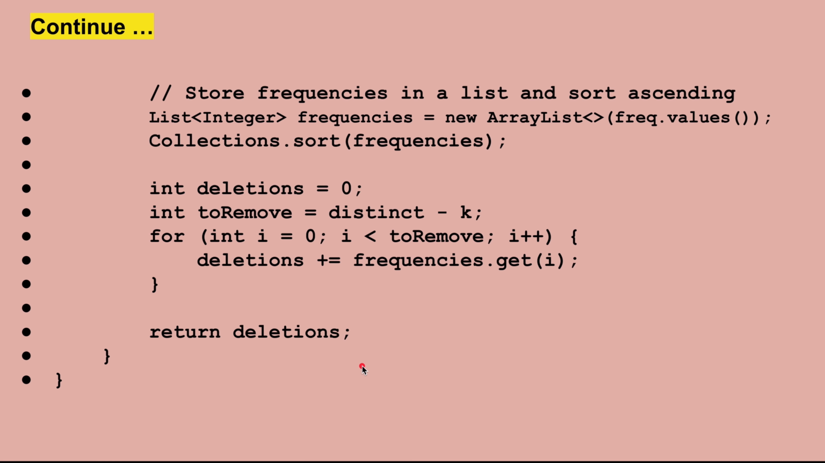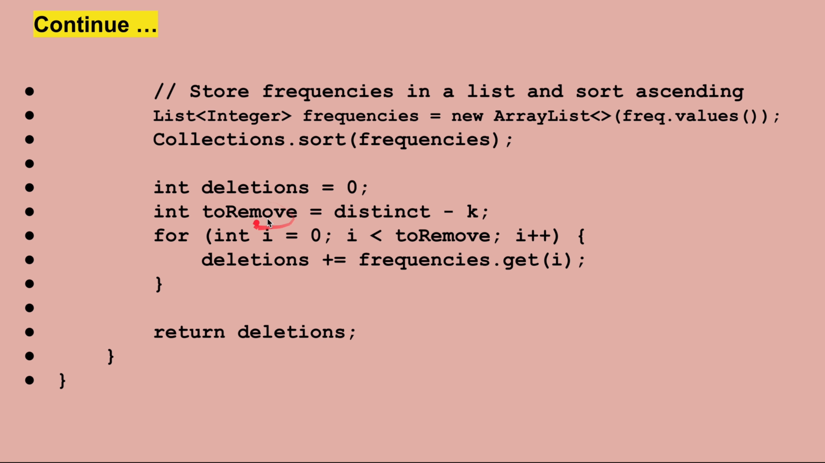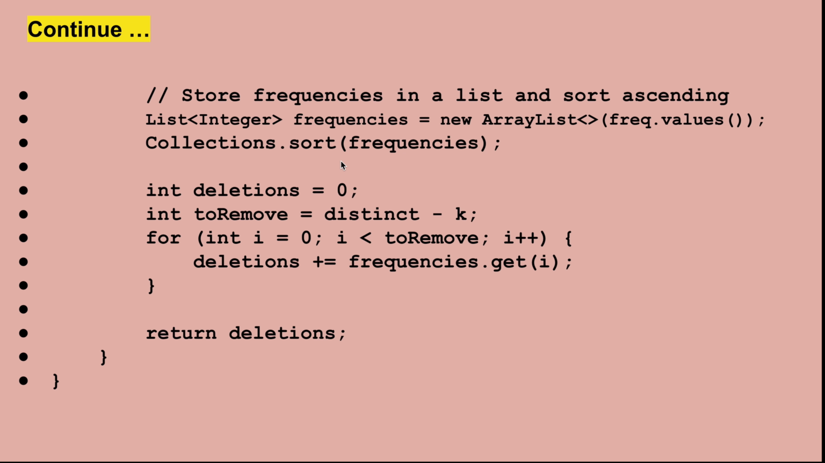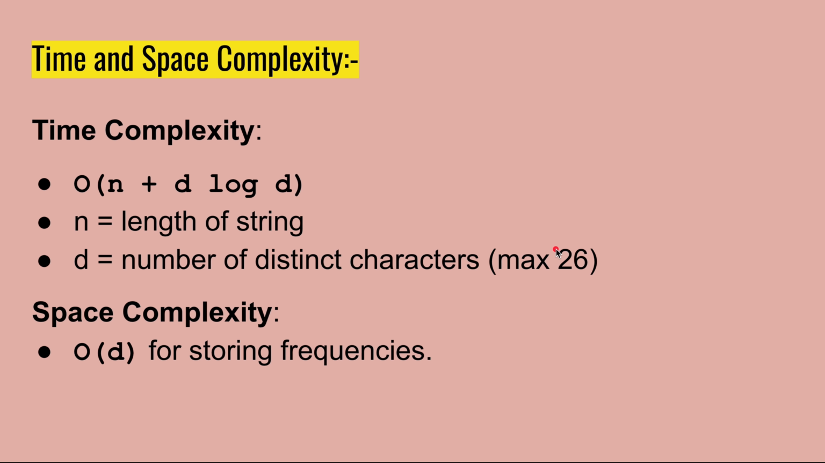If we talk about the complexity, we are only making one for loop here. N is the length of the string and d is the number of distinct characters. Since both are small, with at most 26, it's effectively O(1) in practice. But the complexity comes from Collections.sort and the for loop. The for loop will take O(n), and the sort will take O(d log d), where d is the number of distinct characters. In the worst case, the maximum is 26.